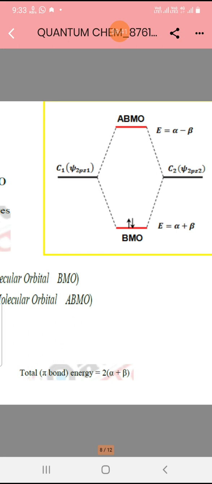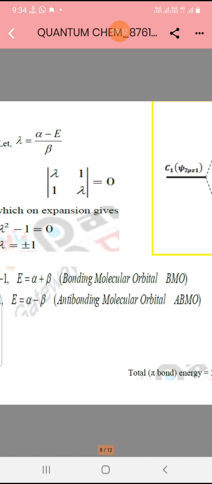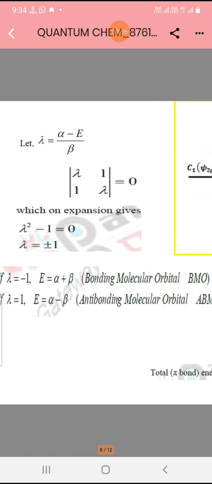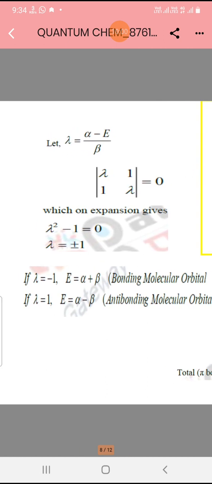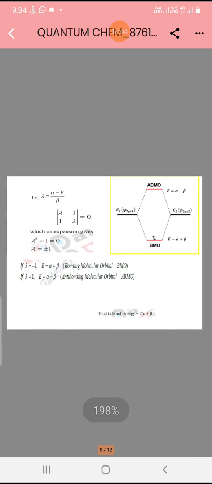There is no pi electron in the antibonding molecular orbital. If we put lambda equal to plus 1, we get E is equal to alpha minus beta. So lambda equal to minus 1 gives the energy level alpha plus beta, that is the bonding molecular orbital. If lambda is equal to plus 1, we get E is equal to alpha minus beta, the antibonding molecular orbital.